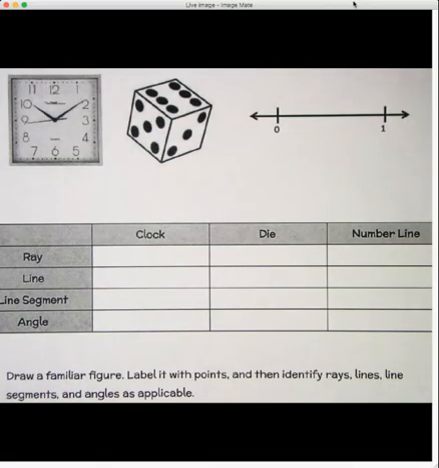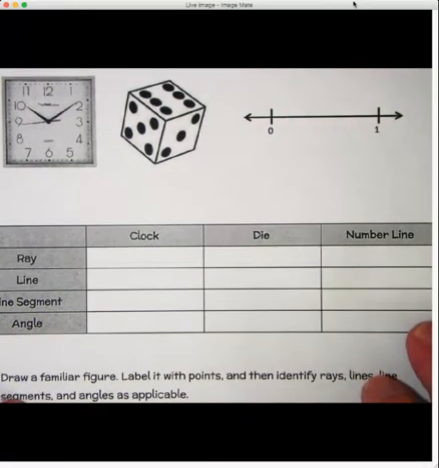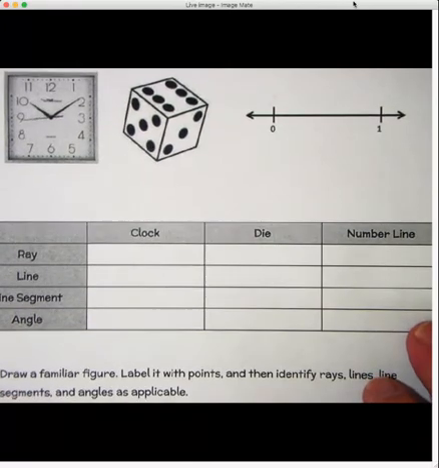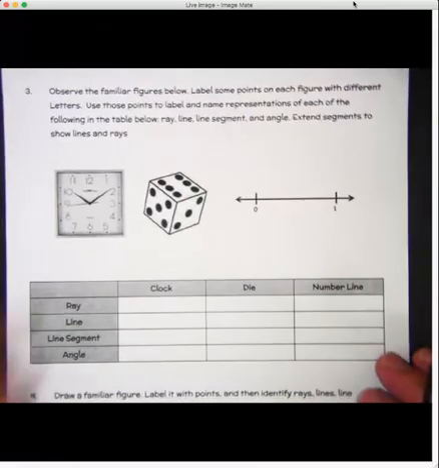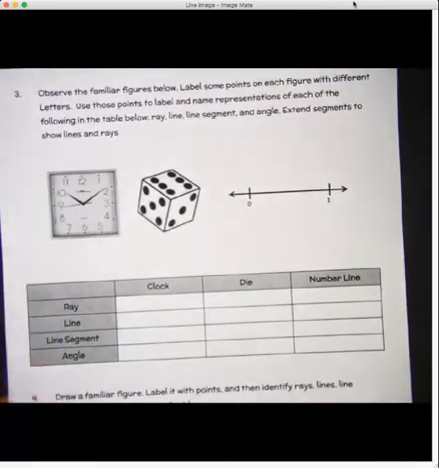All right, let's look at some real world pictures on number 3 here, and then we'll be finished for today and let you get to your own assignment, which is super duper easy. So number 3, observe the familiar figures below. Label some points on each figure with different letters. Use those points to label and name representations of each of the following in the table below. So we've got to have a ray, a line segment, and an angle. Extend segments to show lines and rays.